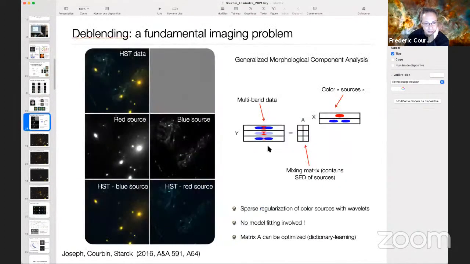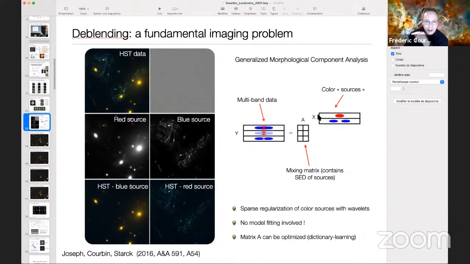So that's the data. Of course, in the data, all objects contribute, the blue ones, the red ones, or even green ones if you want. You can say, I will decompose the data on the basis of red, green, and blue sources. So this is an image, this is also an image, and this is just a few coefficients.